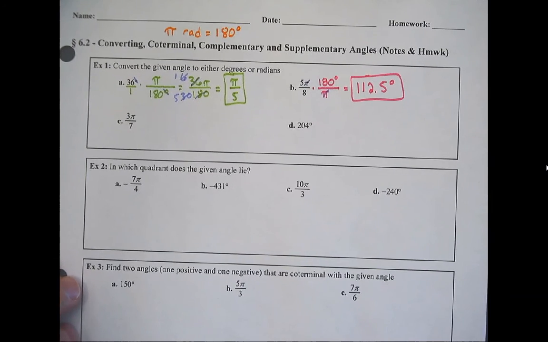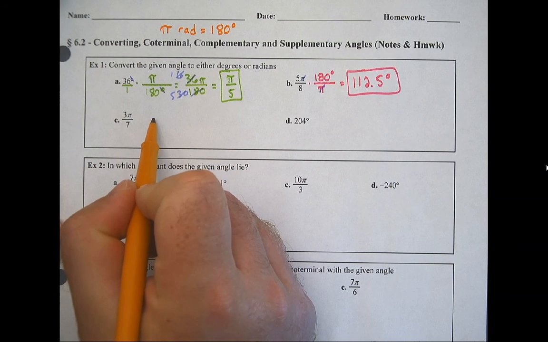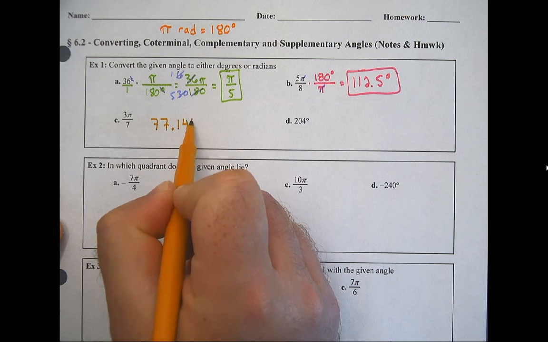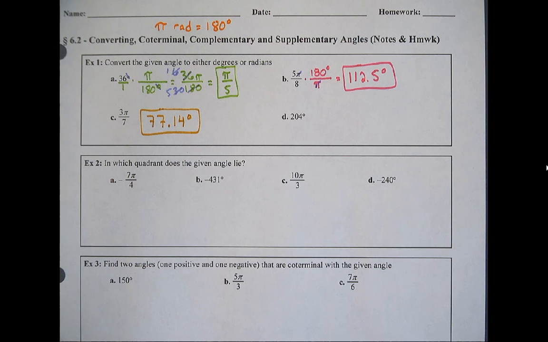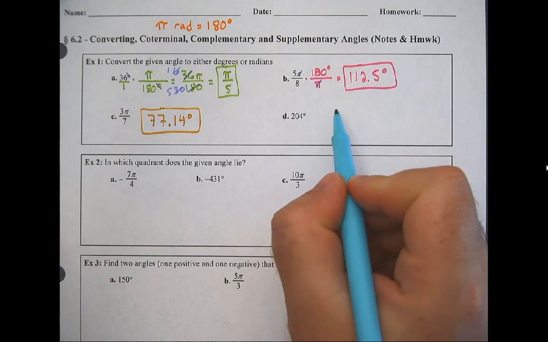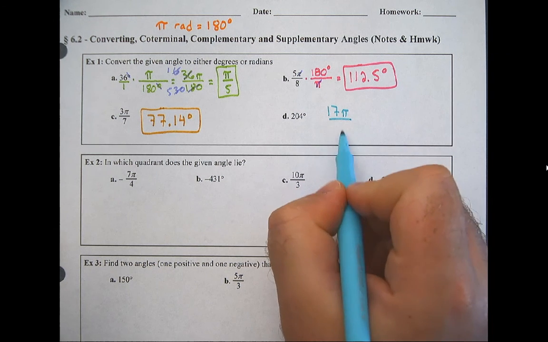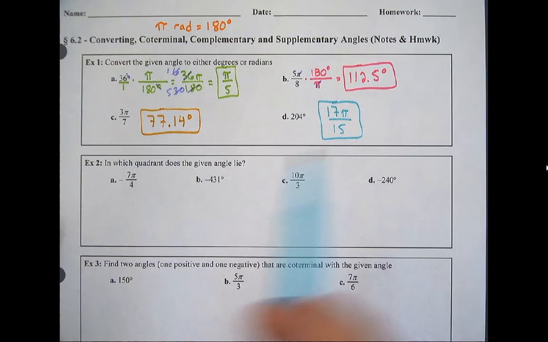All right, let's have you pause here and try to do the next two on your own. So hopefully you got 77.14 degrees and 17 pi over 15.